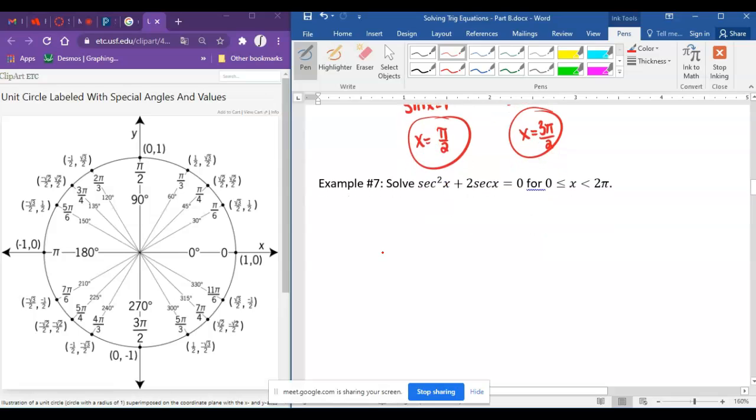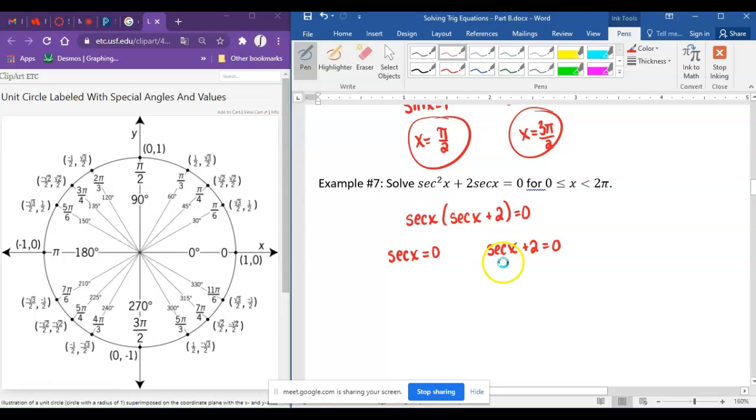Okay, 7 is a little trickier because it does have secants, and secants aren't on our unit circle. But we do see I've got secant squared and secant, so I could factor out a secant x. And if I do that, I'm going to be left on the inside with secant x plus 2 equals 0. So I could be looking for secant x equals 0 and also secant x plus 2 equals 0.